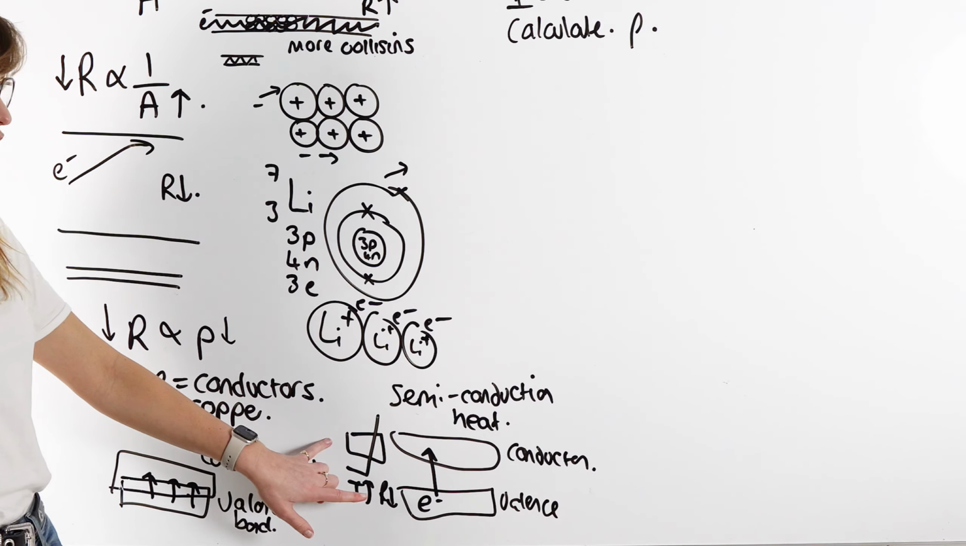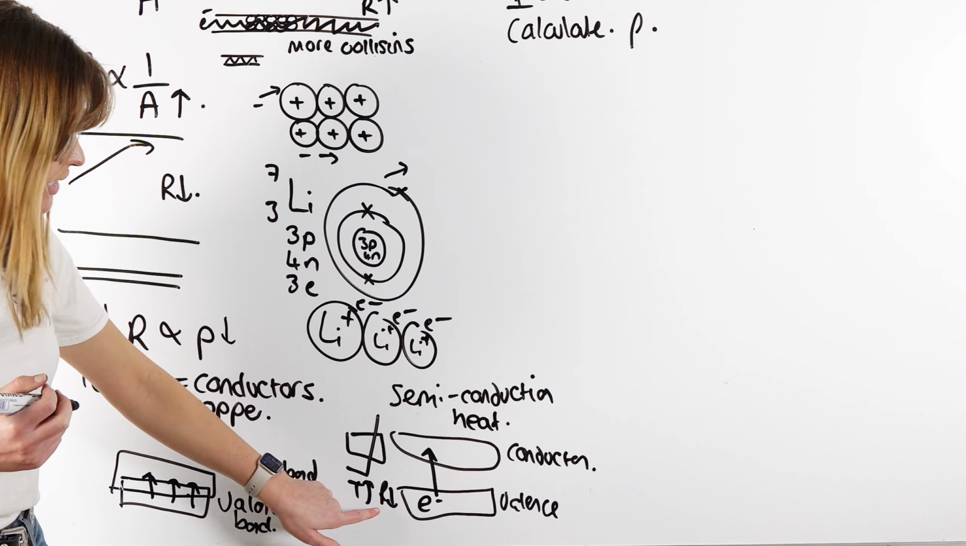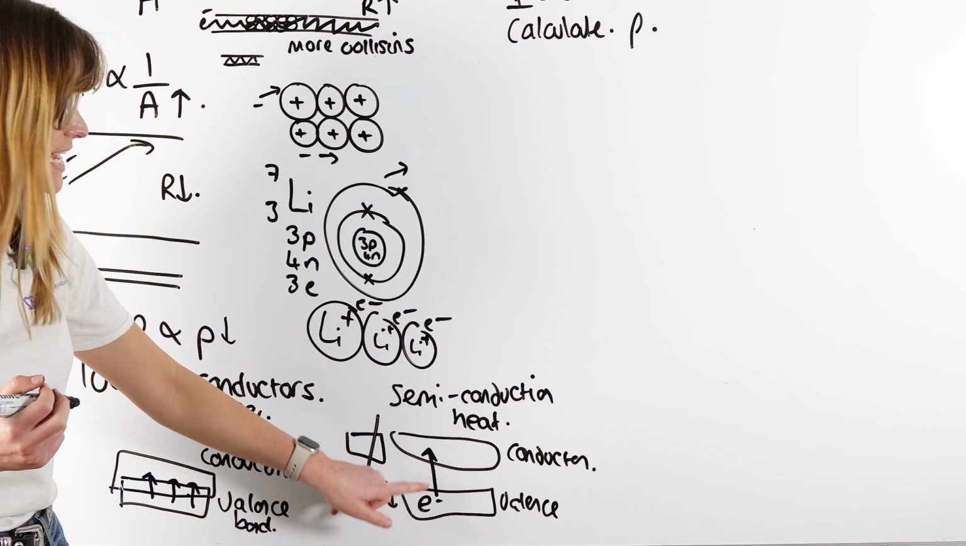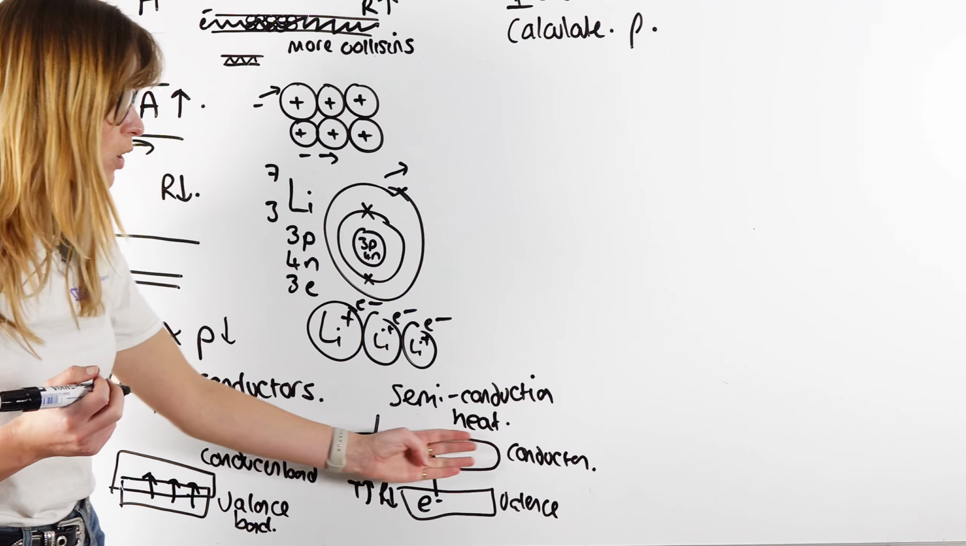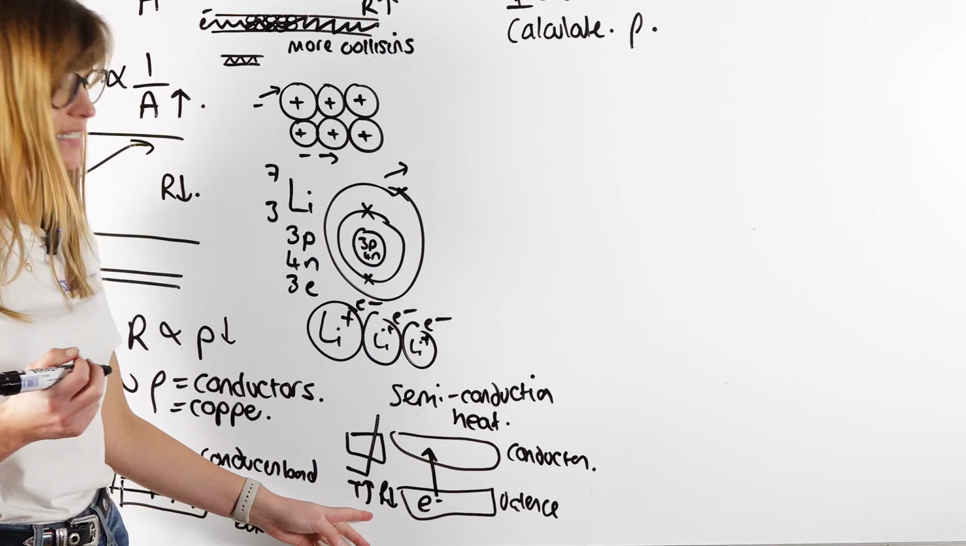That's because thermistors are made of semiconductors. When we increase the temperature, we're supplying energy to the electrons in the valence band to get into the conduction band. There are more electrons in the conduction band, so they become better conductors. So the resistance is lower.